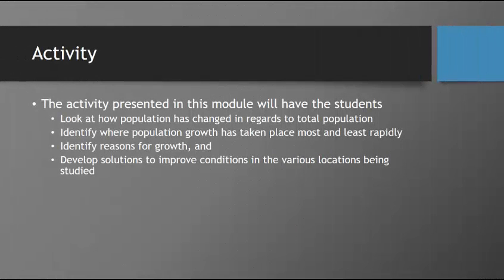The activity presented in this module will have the students do a few things. 1. Look at how population has changed in regards to total population. 2. Identify where population growth has taken place most and least rapidly. 3. Identify reasons for growth. And 4. Develop solutions to improve conditions in the various locations being studied.